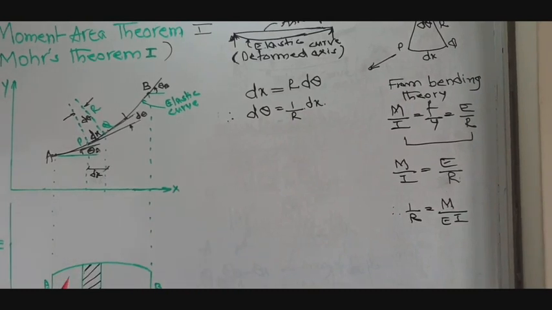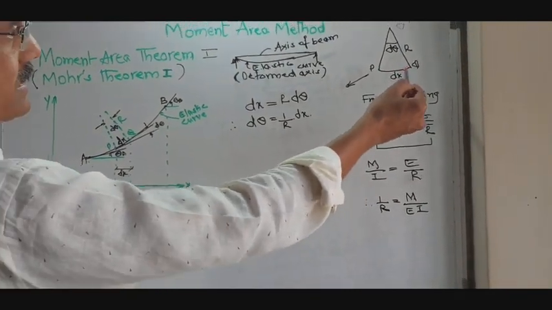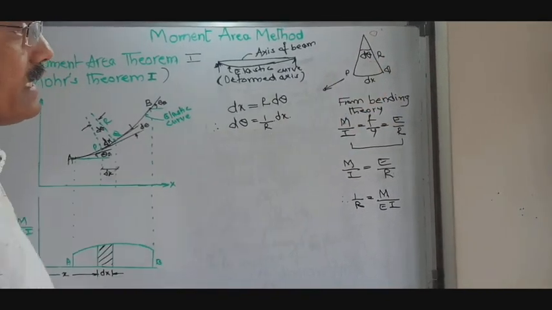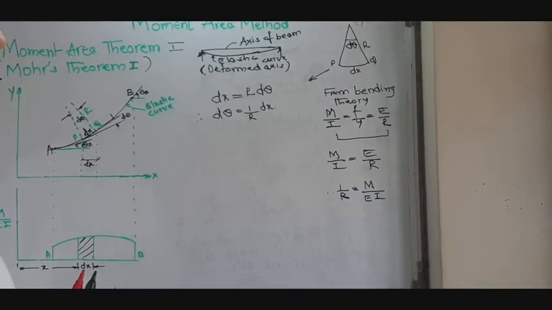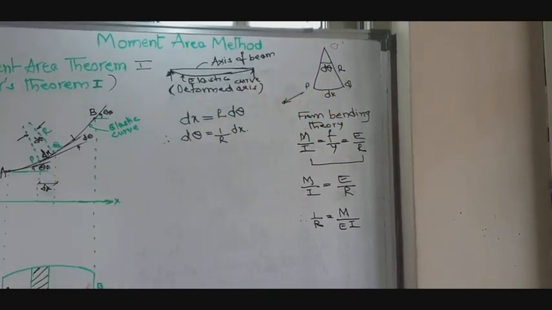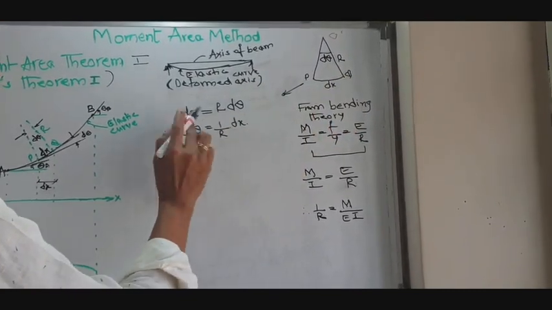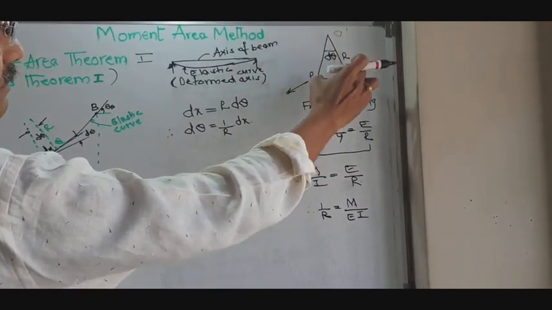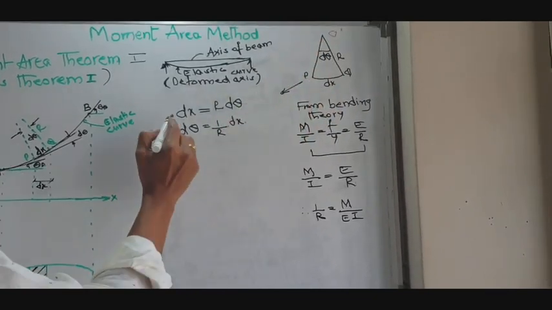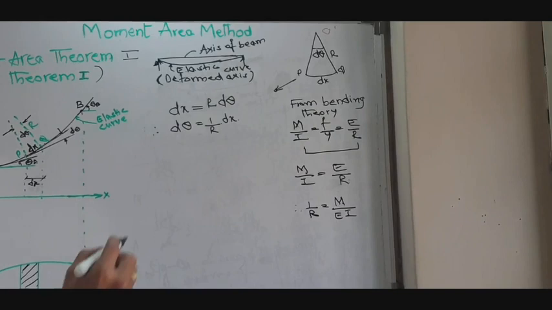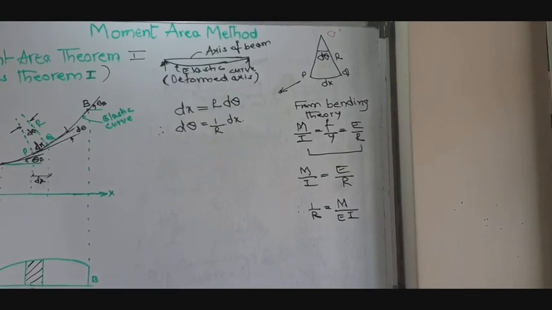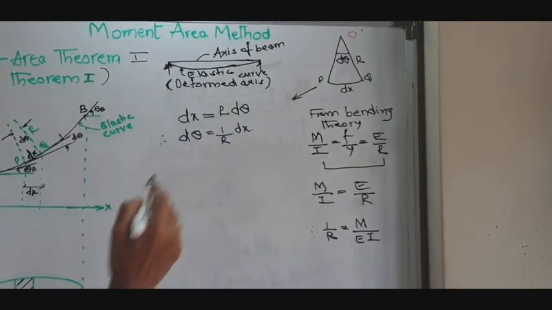Now look at this. This is the small part dx. The radius of curvature of that is r. The angle subtended by the arc at the center is d theta. From the geometry of the figure, you know that the length of the arc is given by the radius multiplied by the angle subtended by the arc at the center. Therefore, the length of the arc is dx, the radius is r, and the angle subtended is d theta. So dx equals r into d theta. Therefore, d theta equals 1 by r into dx.